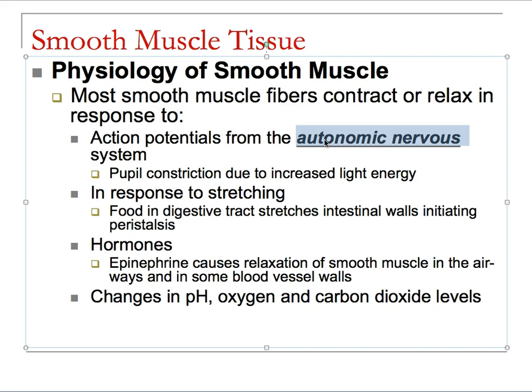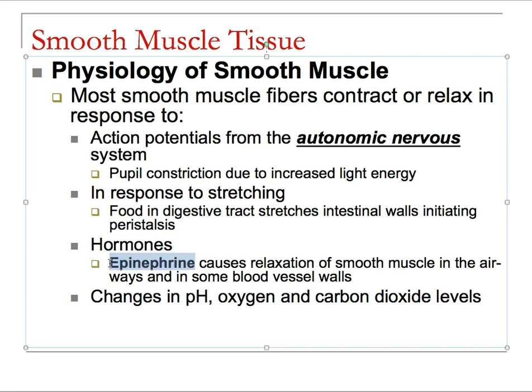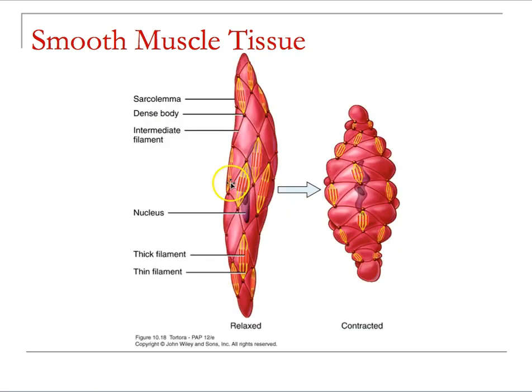You also have, in response to stretching, the ability to actually activate muscle control, meaning so when you actually eat a piece of pizza, it stretches your stomach, it starts smooth muscle contraction. And then hormones. The hormone primarily, remember, the sympathetic nervous system is going to be epinephrine. Also changes in pH, oxygen, and carbon dioxide, primarily pH and carbon dioxide, will cause smooth muscle to constrict as well. Okay?